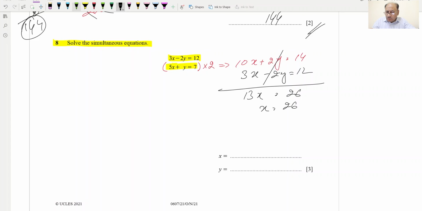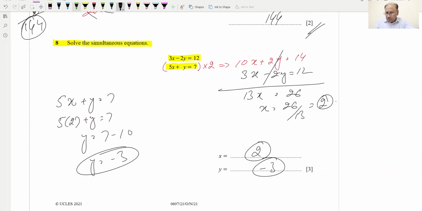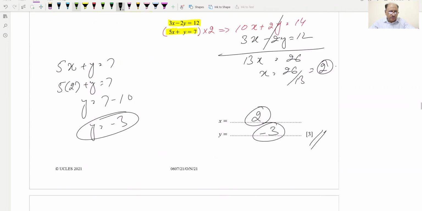So x is equal to 26 by 13, which is equal to 2. So x value is 2. We can find the y value by putting this x value in any of the original equations. I am putting in the second one. So 5x plus y is equal to 7. So 5 into 2 plus y is equal to 7. So y is equal to 7 minus 10. So y is equal to minus 3. Minus 3 will be the value for y. Hopefully you understood this. This is a 3-mark question which you have done.